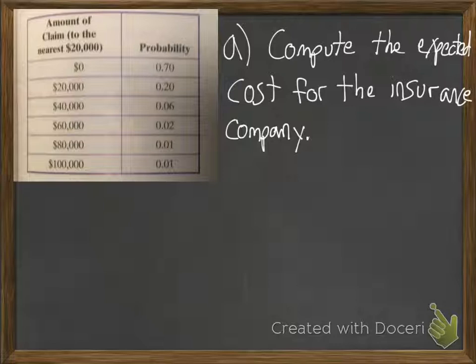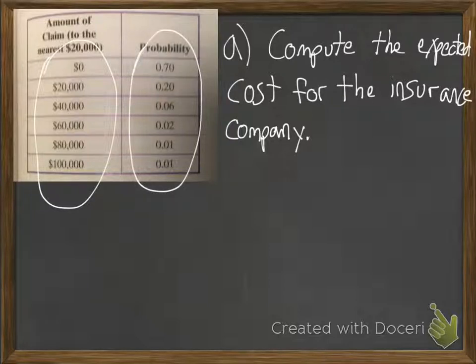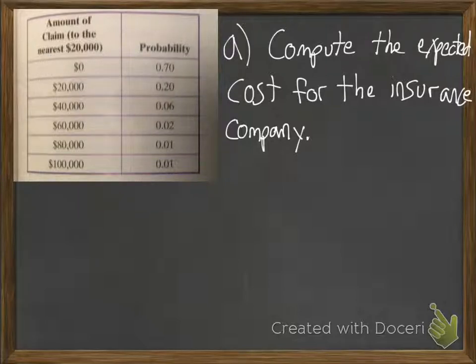Because what we're trying to figure out is, okay, what should they charge? Because the insurance company wants to make money. So we're given these different amounts, and each amount has with it its own probability. 70% of the time, as we can see, we're not going to have to pay anything. 20% of the time we're going to have to pay $20,000 on average, and so on. And we'd like to compute the cost for the insurance company.